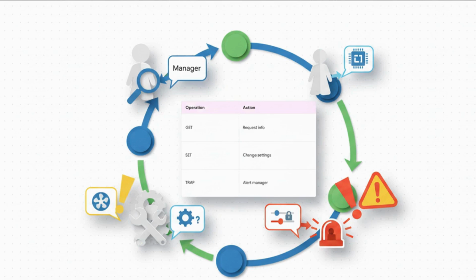And finally, and honestly the most interesting one, we have the trap. A trap is when the agent acts on its own to asynchronously alert the manager of a vital event. It acts as a sort of emergency panic button, like, hey, my cooling fan just died. It doesn't wait to be asked, it just fires off the alert.